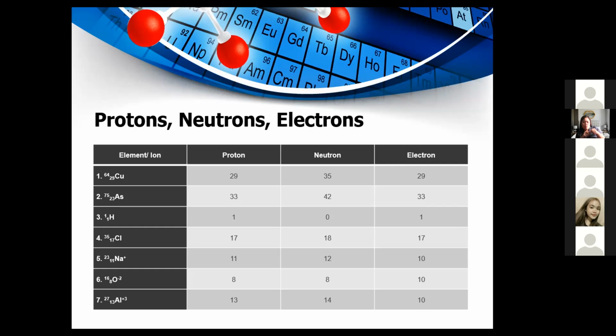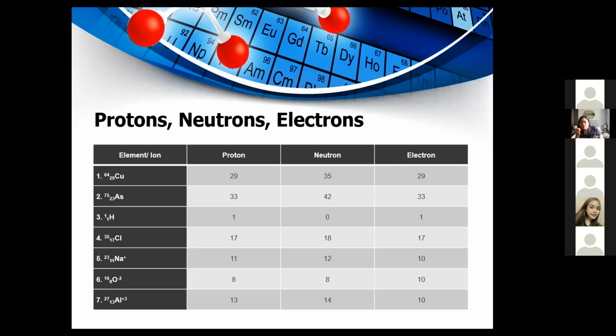Next is we have aluminum. Our atomic number is 13 and our atomic weight is 27. And then we have a charge of positive 3. Our proton is 13, our neutron is 14, and our electron is 10.